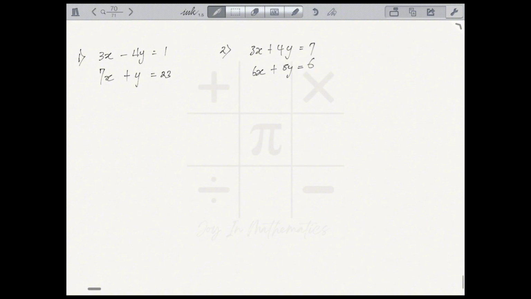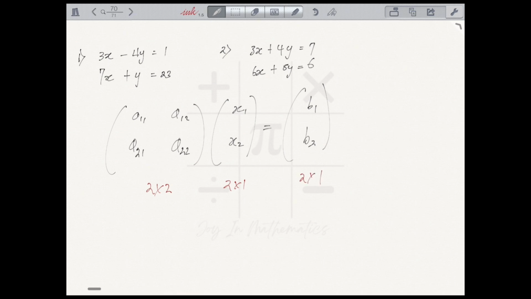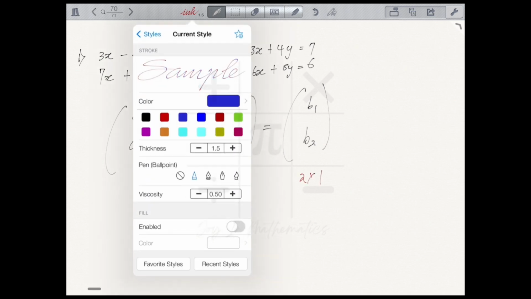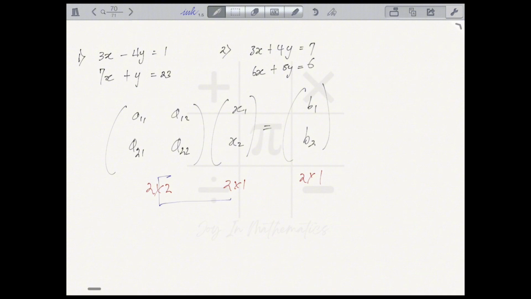Now if we have a matrix A11, A12, A21, and A22 with a set of unknowns x1 and x2, and is equal to a set of constants b1 and b2. If we look here, we can see that this is a 2 by 2 matrix, this is a 2 by 1 matrix, and this is a 2 by 1 matrix, because when we multiply these two together, the result would be a 2 by 1 matrix.